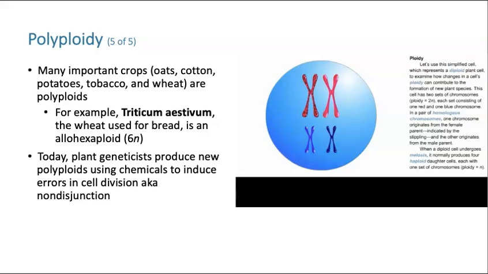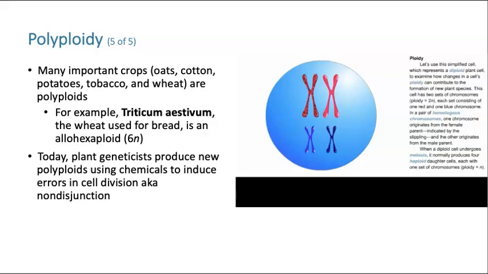But to wrap things up on polyploidy, as I mentioned before when I was talking about the grocery store, there are many important crops that evolved through polyploidy, including oat, cotton, potatoes, tobacco, and wheat. All of those are polyploid. The example that I'm going to just mention right here is wheat, the wheat that we use for bread. It is an allohexaploid.